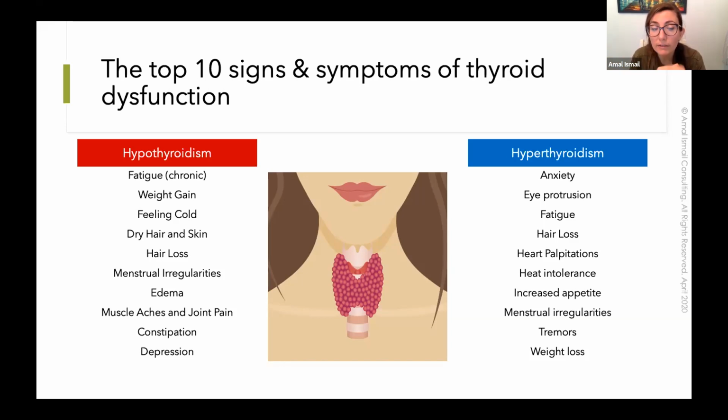On the flip side, on the hyperthyroidism side, where you have too much thyroid hormone being released, we have feelings of anxiety, we have eye protrusion, again, fatigue, hair loss, heart palpitations, heat intolerance. Again, there's a dysfunction in your basal body temperature, increased appetite, menstrual irregularities, tremors, especially in the hands, and weight loss.